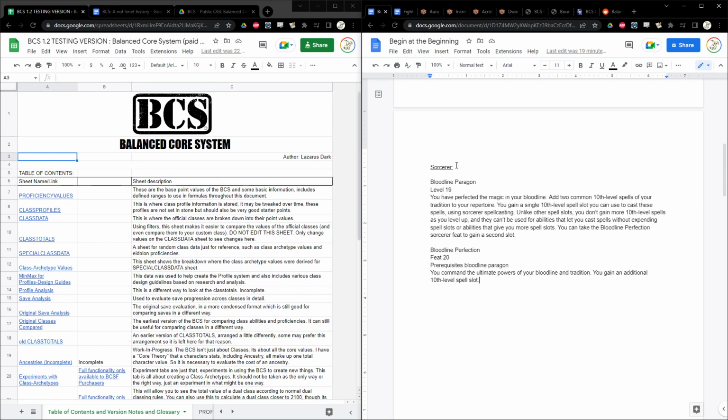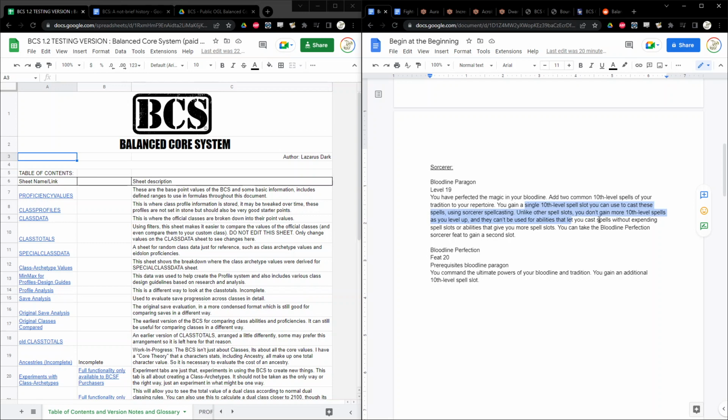I was actually playing a sorcerer in my campaign at the time, and I noticed when I was building my character up to level 20, in Path Builder like you do, that it has the level 19 feature that gives you a single 10th level spell slot, and then it has the level 20 feat that gives you an additional level 10 spell slot. And I looked at these, and this is basically the same thing. Level 10 spell slot, level 10 spell slot.